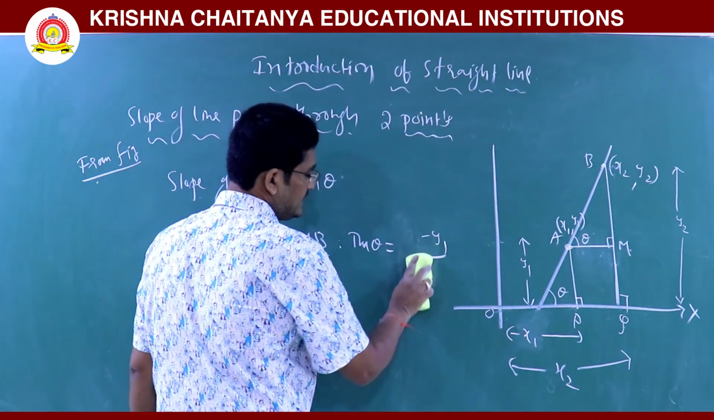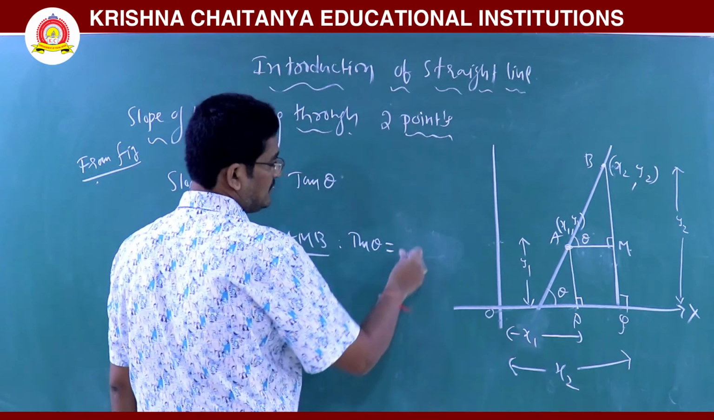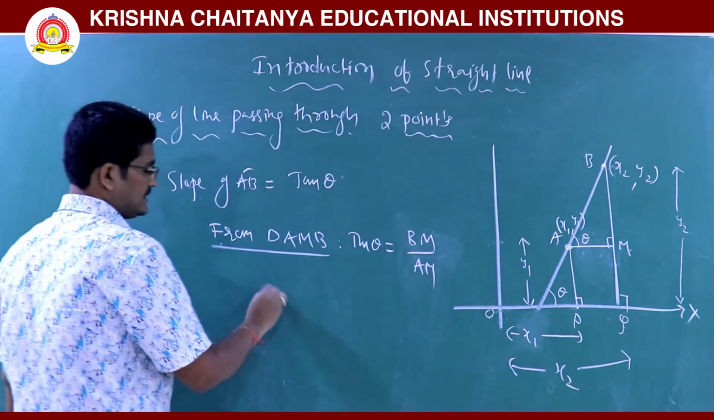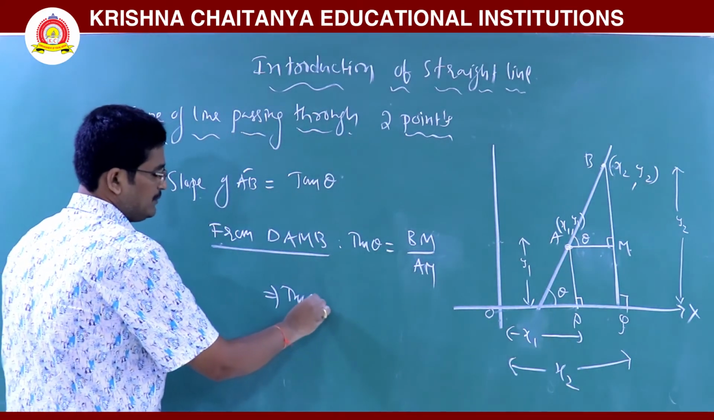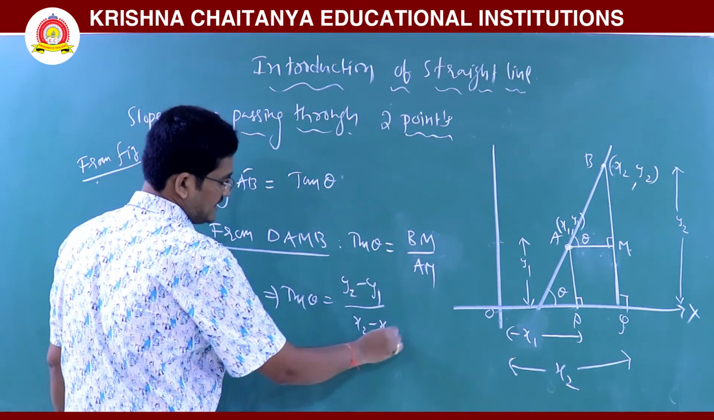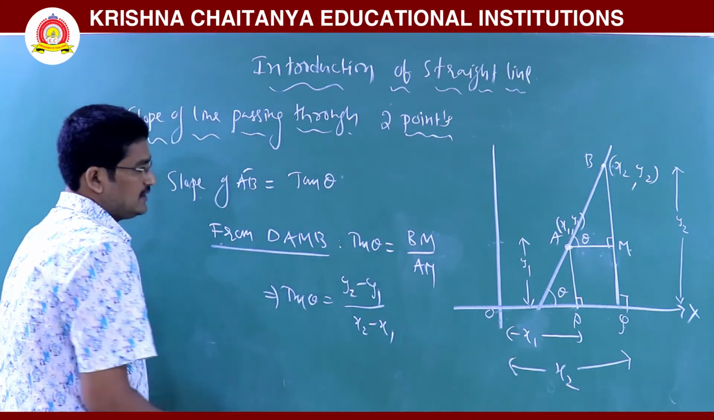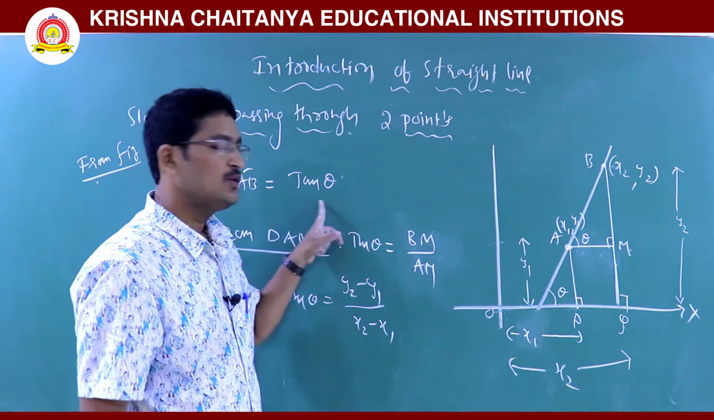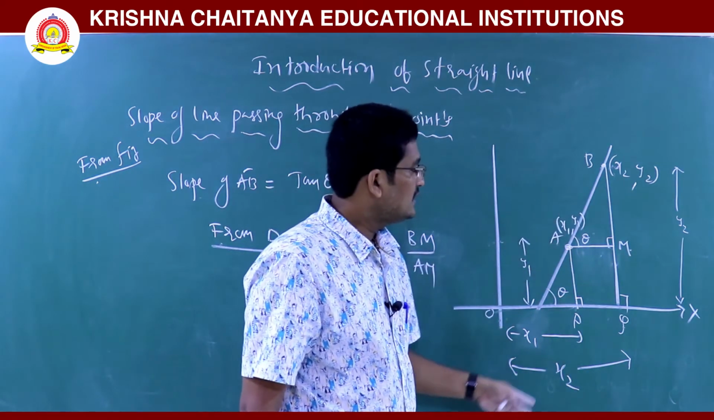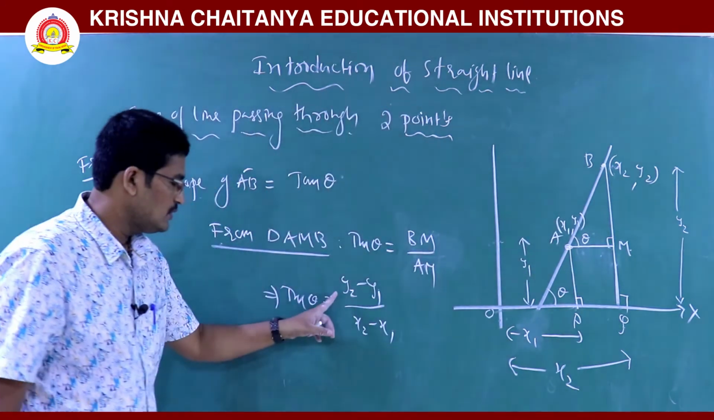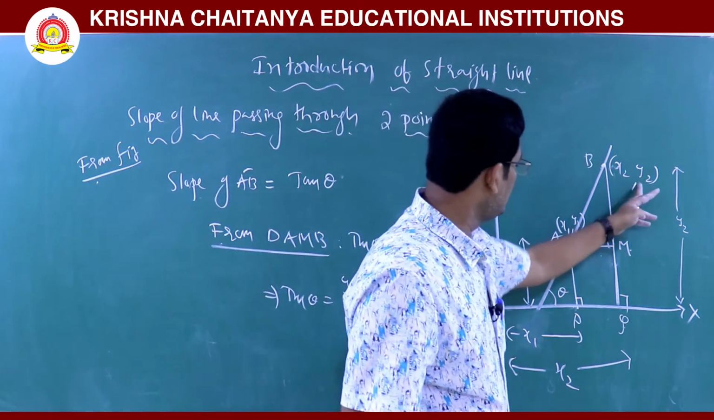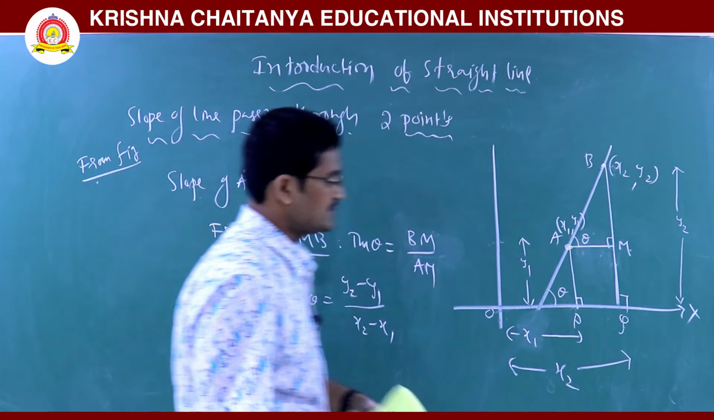So tan theta is equal to BM by AM. Actually BM length by AM length. This implies tan theta is equal to BM, which is y2 minus y1, and AM is x2 minus x1. But what is tan theta? Slope of AB bar. I already noted. So for the line passing through A(x1, y1) and B(x2, y2), the slope of the line AB bar is y2 minus y1 by x2 minus x1.